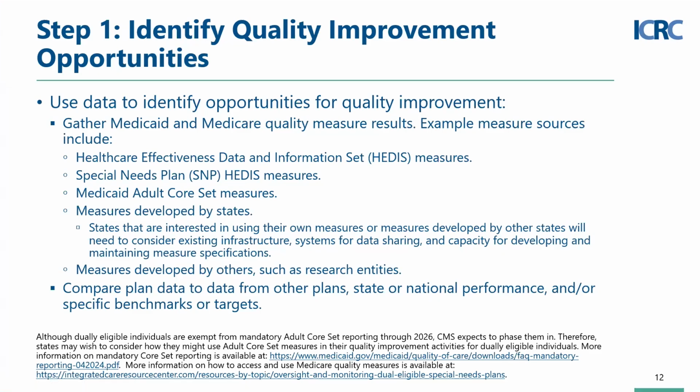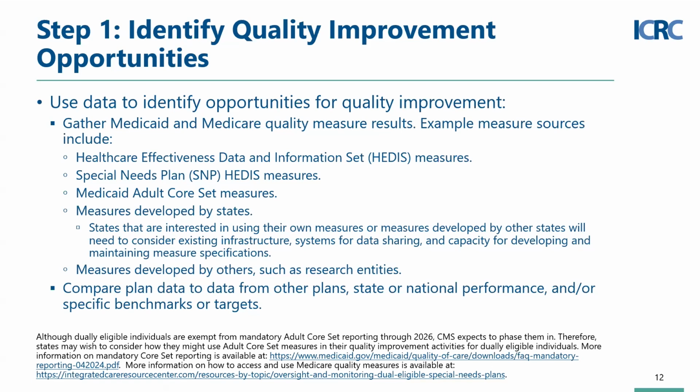So the first step in the quality improvement life cycle is to identify quality improvement opportunities. This involves using Medicaid and Medicare quality measure results to identify quality improvement opportunities. Some example measure sources include the Healthcare Effectiveness Data and Information Set, or HEDIS measures, and the Special Needs Plan HEDIS measures, also known as SNP HEDIS measures.